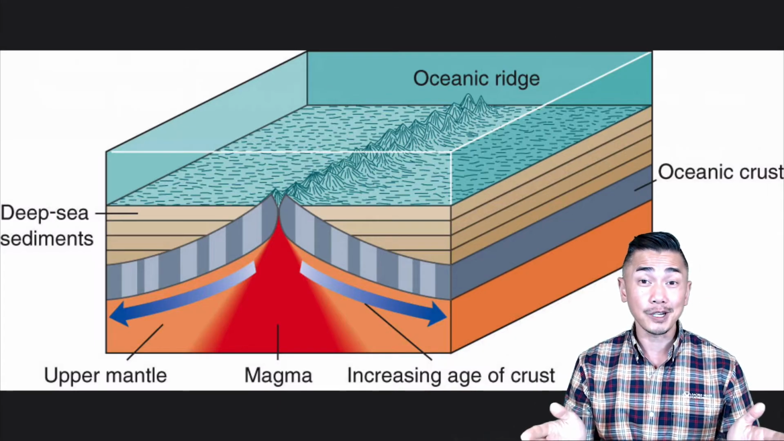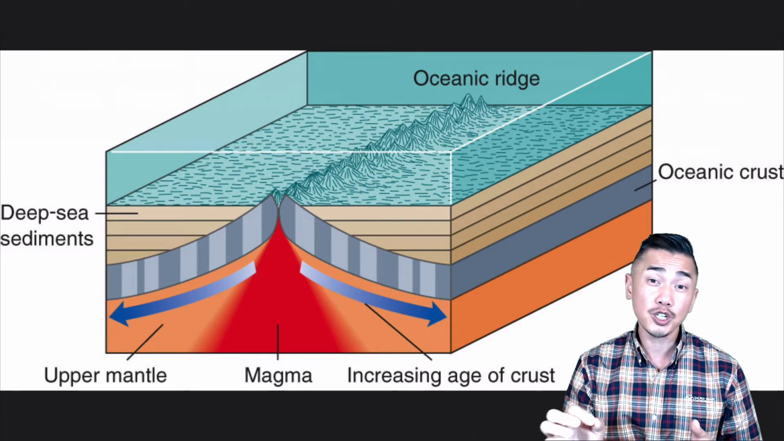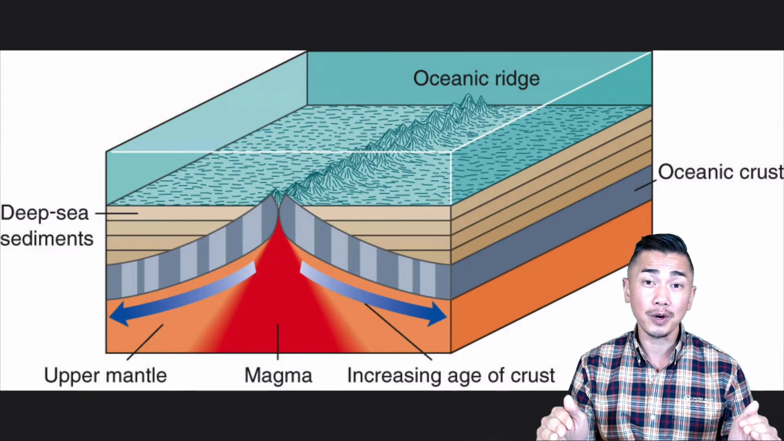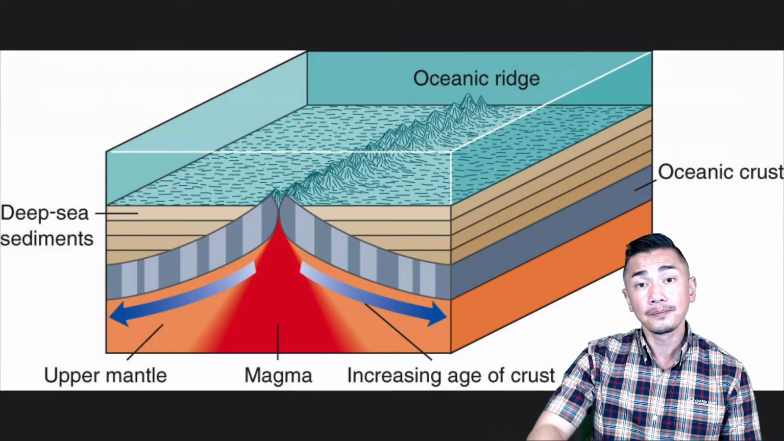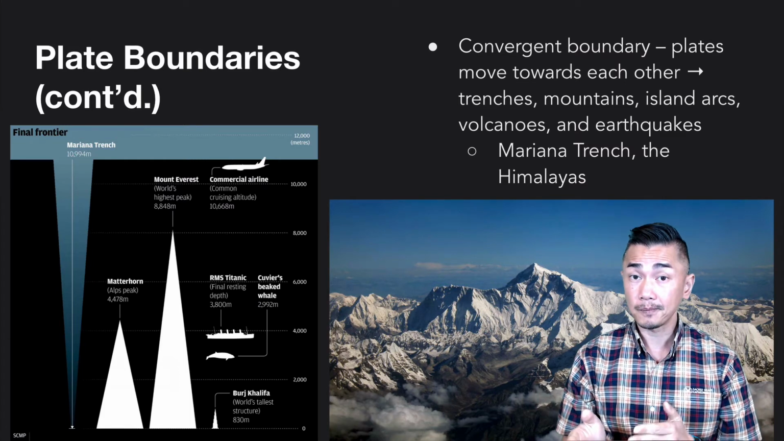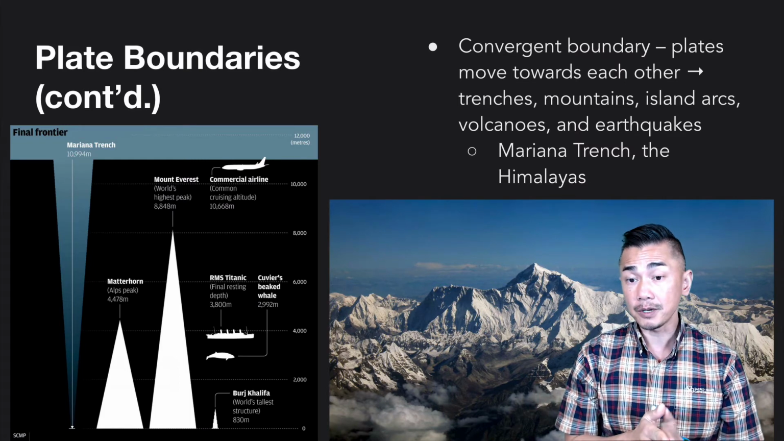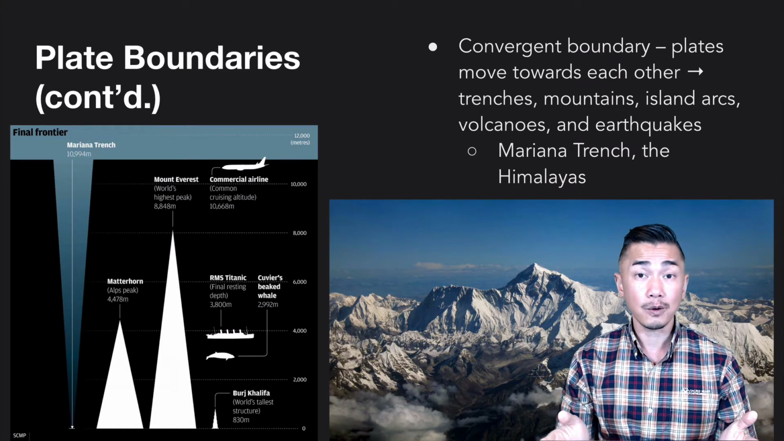Divergent plate boundaries are where new crust is made, and that's why you'll find an oceanic ridge and seafloor spreading in an underwater divergent plate boundary. Convergent plate boundaries are where two plates meet. At a convergent plate boundary, you'll find trenches, mountains, island arcs, volcanoes, and earthquakes.